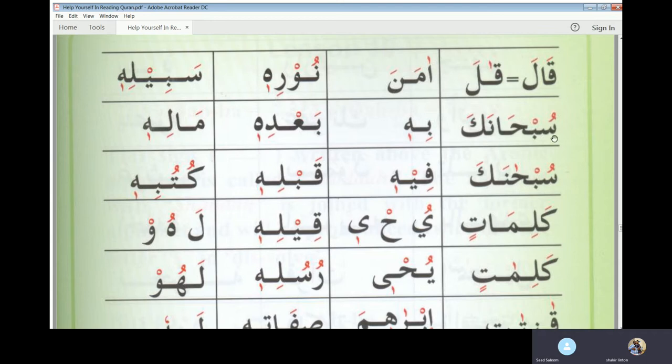Sabilihi. Good. Subhanaka. Bihi. Ba'dihi. Malihi. Subhanaka. Fihi. Qablihi. Kutubihi. Kalimatin. Yuhyi. Qilihi. Qilihi, excuse me. Good.